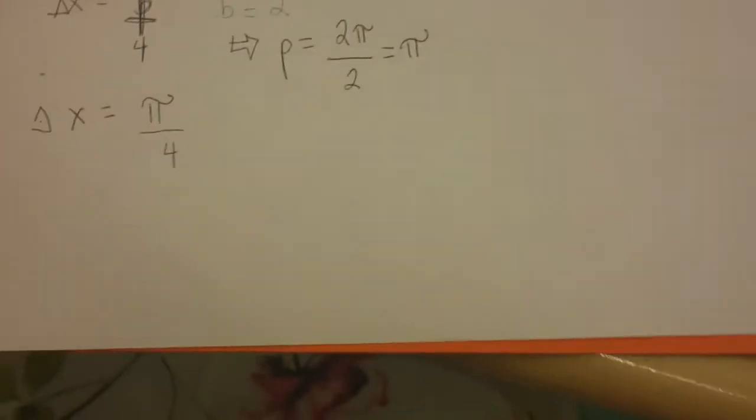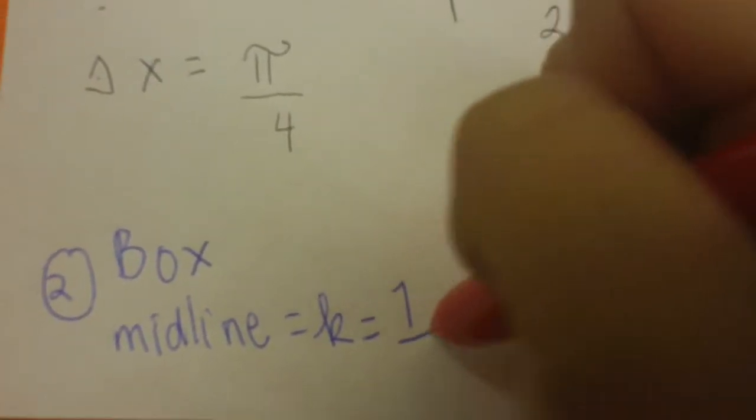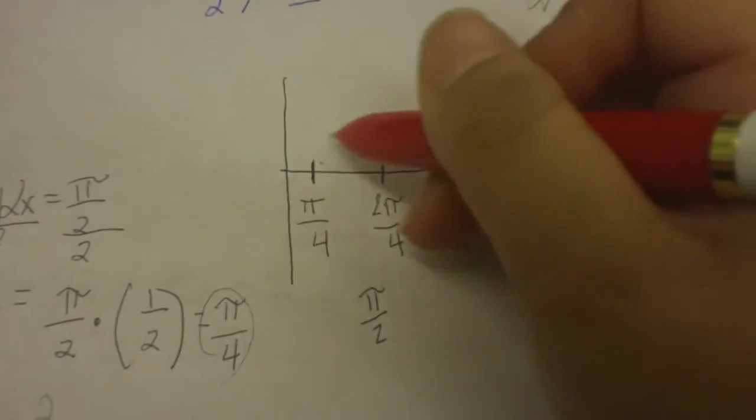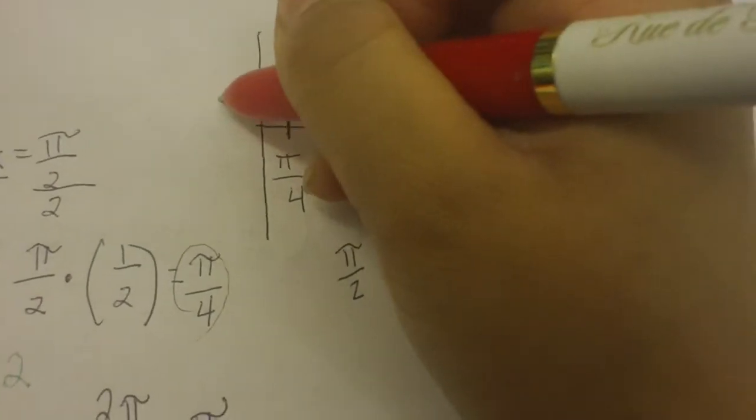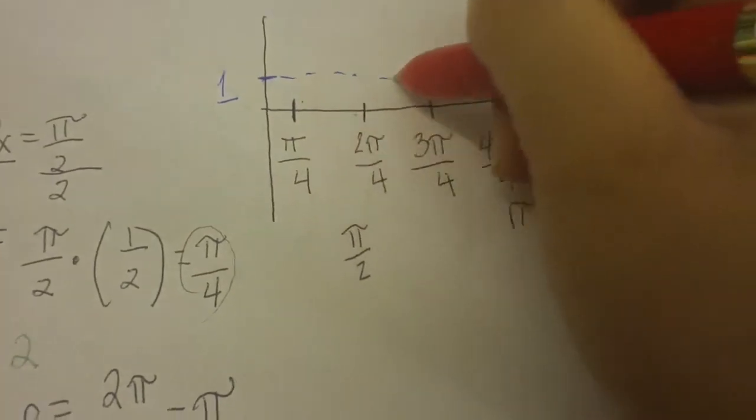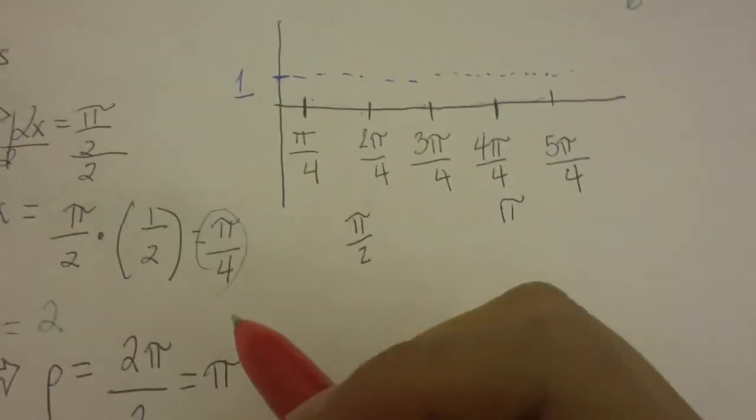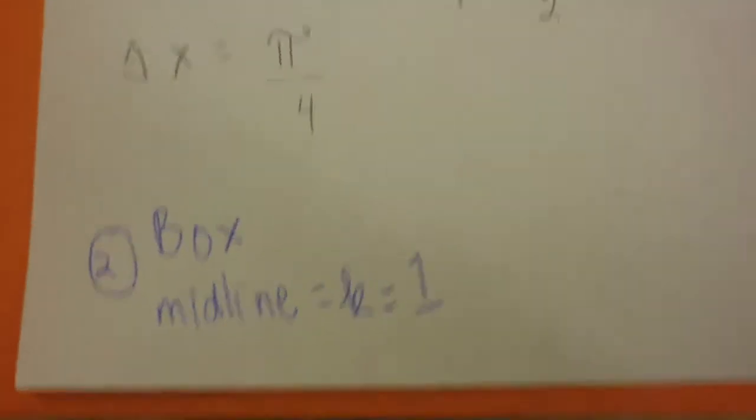Our second step is then our box. We have to make our box. So the way we do that is first we find our midline, which is k. So midline equals k. In this case, k equals 1. So midline equals k equals 1. So we label our midline over here. Let's label our midline. Then we have to find the upper and lower bounds of our box.